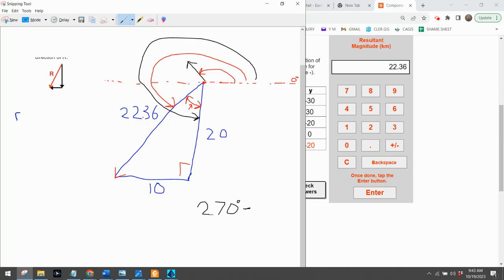So we could say sine of this angle right here, we'll call that angle theta, is going to equal opposite, which in this case is 10, divided by the hypotenuse, which is 2236.